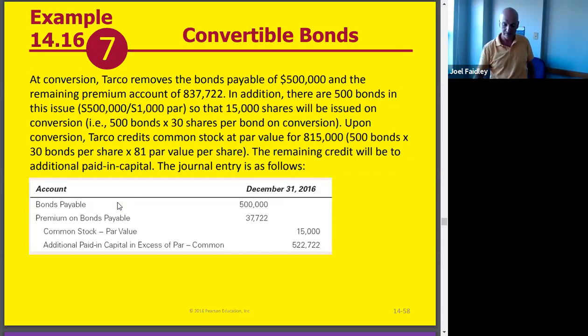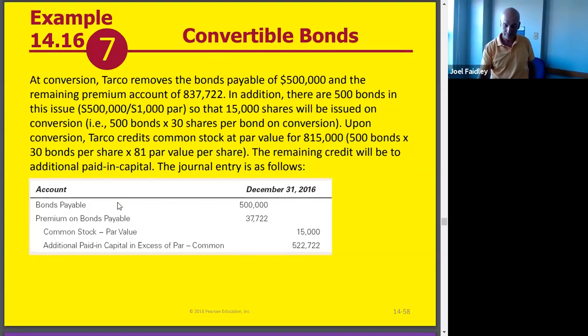The plug number on this is going to be your paid-in capital, right? So that 15,000 is the calculation of how many shares this was converted into times the par value. That's a calculation. So clean up your books with that. Clean up your books, your liabilities to zero. 15,000 is calculated, so that leaves this additional paid-in capital as my plug number. So that's pretty straightforward, pretty simple, isn't it? I can see everybody shaking their head, right?